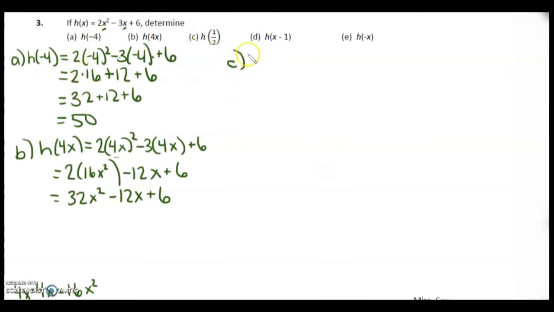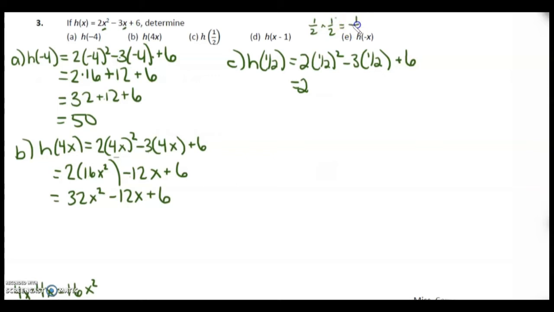Okay, C, h at 1/2: 2(1/2) squared minus 3(1/2) plus 6. Okay, so 1/2 squared, again, is just 1/2 times 1/2. So it's 1 times 1, and then 2 times 2. So 2 times 1/4 minus, and again, numerators multiply, so negative 3 over 2. Denominators multiply.